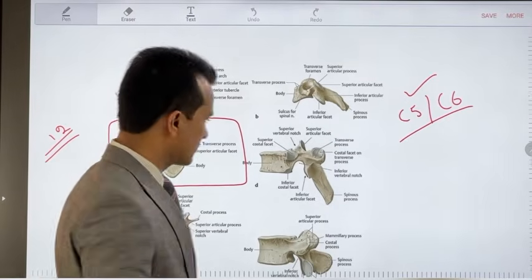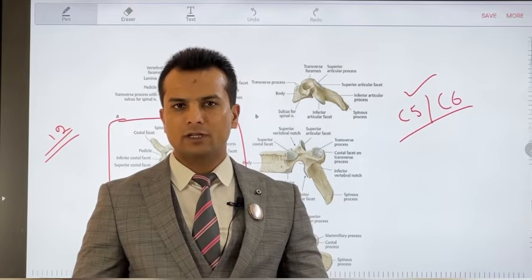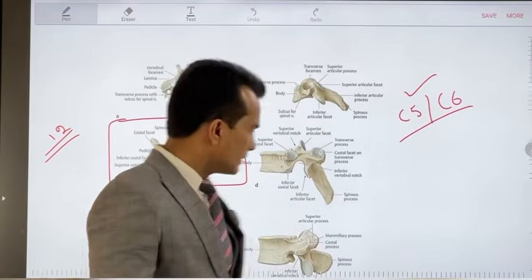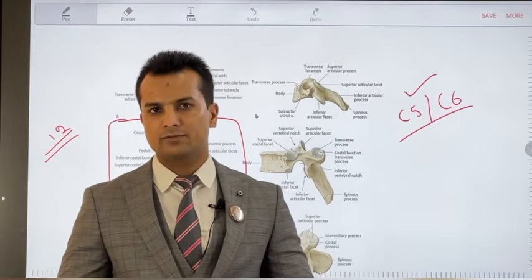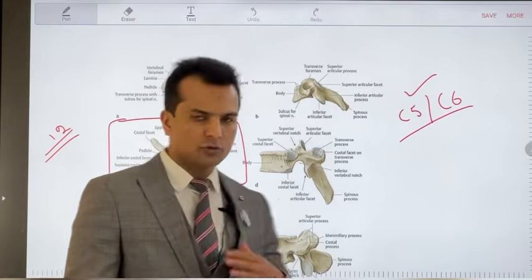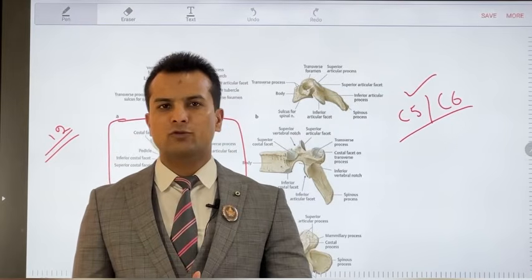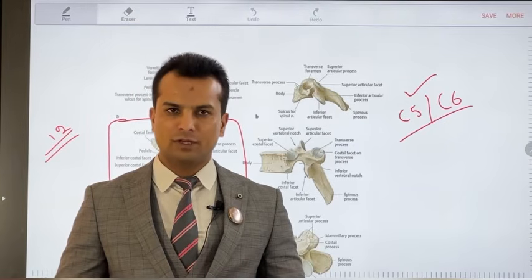Twelve thoracic vertebrae, and thoracic vertebrae are very important because they also help in the articulation of the rib cage. So the costal facets. Nature has given you 12 pairs of ribs and 12 thoracic vertebrae. All ribs are posteriorly attached to the body of the thoracic vertebrae.